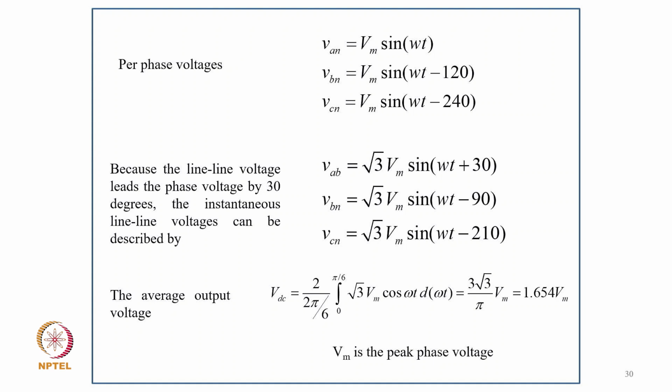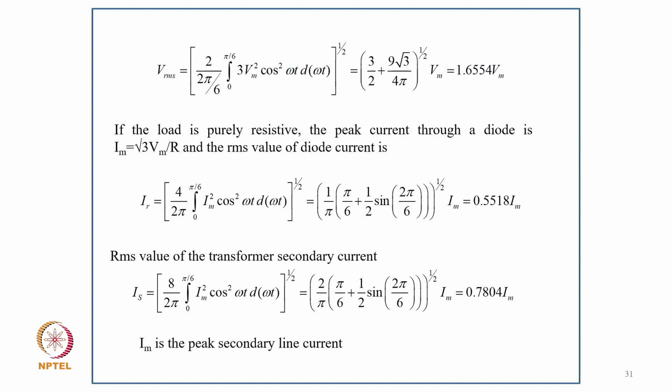The average output voltage VDC = (2/(2π/6)) ∫ from 0 to π/6 of √3 Vm cos ωt dωt, which becomes 3√3 Vm/π, or 1.654 Vm, where Vm is the peak phase voltage. And the Vrms is equal to the square root of (2/(2π/6)) ∫ from 0 to π/6 of 3 Vm² cos² ωt dωt, which becomes (3/2 + 9√3/4π)^(1/2) Vm, that is 1.6554 Vm.